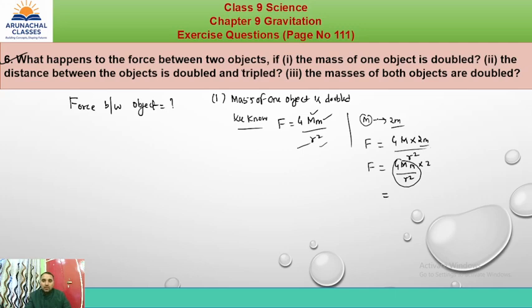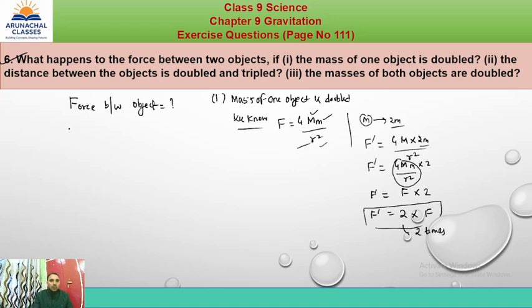Now as the mass of the second object is getting doubled, the force of attraction will change, so I am writing it as F dash here. So F dash equals capital F multiplied by 2. I can see here that the new force of attraction between the objects, due to the condition that the mass of one object is getting doubled, becomes 2 times the previous force of attraction. It becomes 2 times.